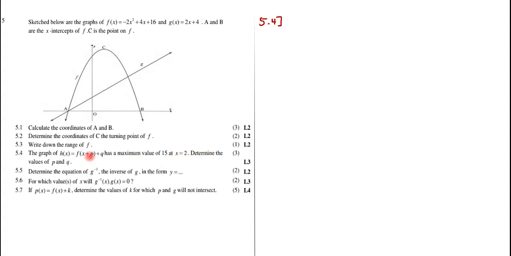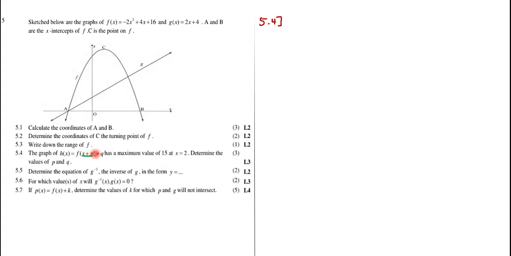Now determine the values of p and q. Alright, now here what is happening? Basically, there's a new graph of h of x, but this graph is formed from shifting the graph of f horizontally and also shifting it vertically, right?